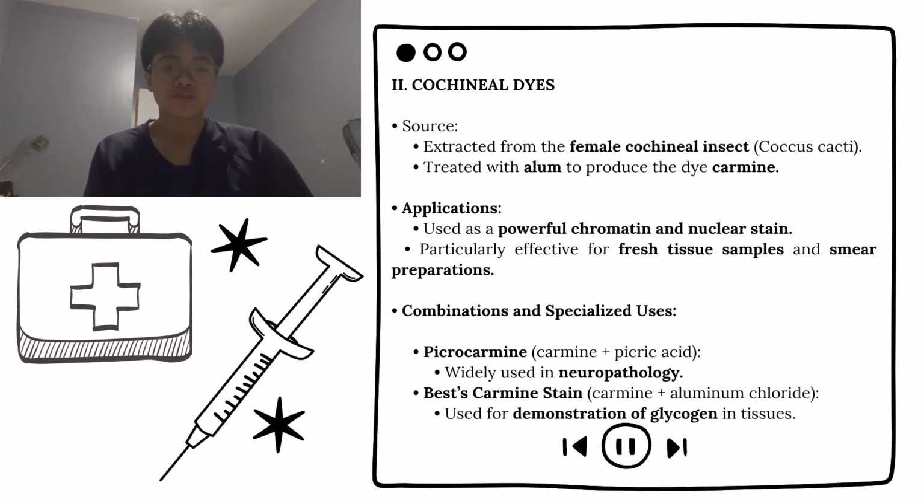Cochineal dyes. Source: extracted from the female cochineal insect, Coccus cacti. Treated with alum to produce the dye called carmine. Applications: a strong stain for chromatin and nuclei, especially useful for fresh tissue samples and smear preparations. Specialized combinations: picrocarmine, or carmine plus picric acid, widely used in neuropathology. Best's carmine, carmine plus aluminum chloride, used to demonstrate glycogen in tissues.